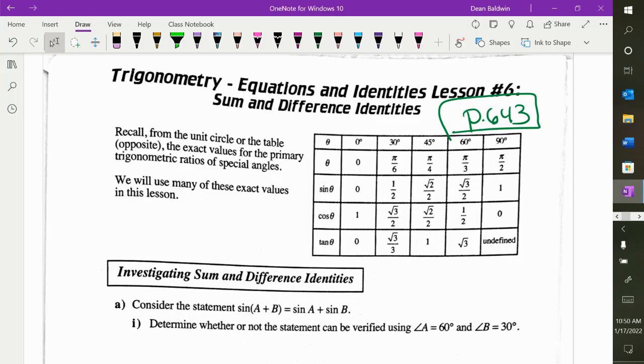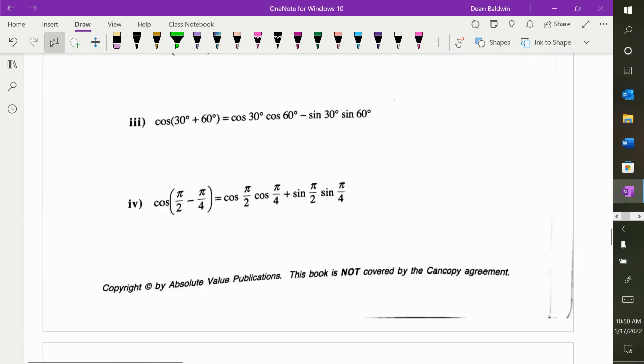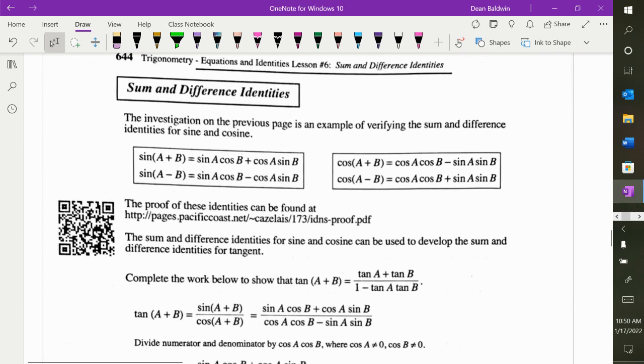If you flip the page to 644, if you really want to see the proofs, use that QR code. It'll take you to the proofs. Okay. All I expect you to do is know how to use them. So basically, there are 4 for sine and cosine. It's when you have 2 angles that are being added or subtracted.